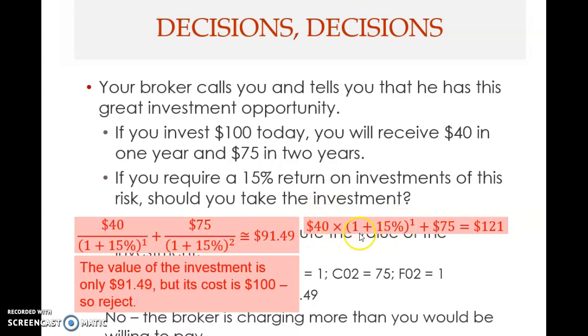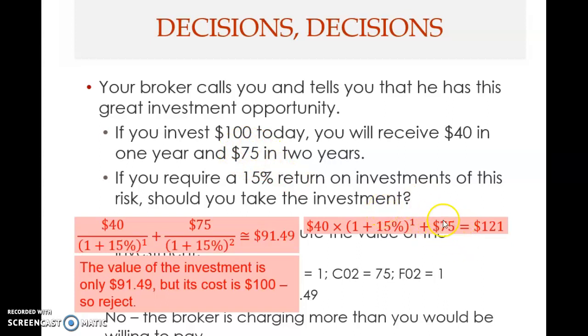40 multiplied by 1 plus 15%. This will give you the value of $40 at the end of the first year. Sorry, at the end of the second year. Because it's at the end of the first year, you compound for 1 more year. Here we discount, here we compound. So this will be the value of the cash flow at the end of the second year. Then you add 75, which is already in the second year. So you don't compound this. This is already at the end of the second year.